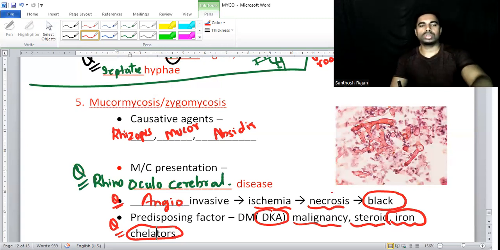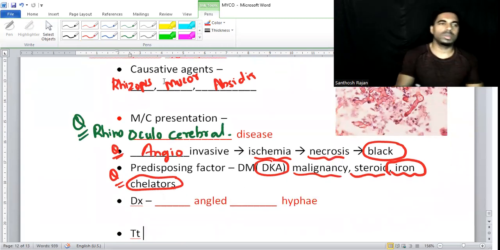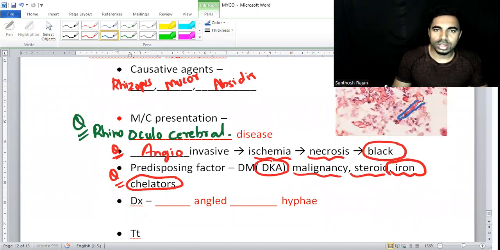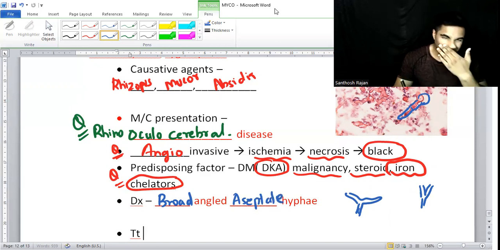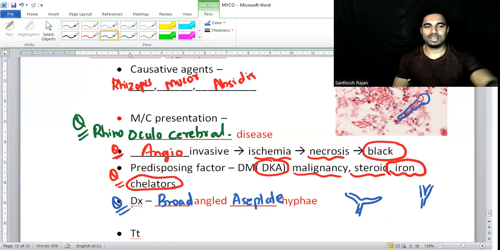So now, how does it look? How will you see the diagnosis? You see this picture here. You see the picture? See, they are broad and aseptate. They are broad angled. It's not acute. You see here, they are like this, broad angle, like this, not acute. Acute should be like this. Here they are broad, sometimes, and broad angle and aseptate. Broad angle and aseptate hyphae. That's important. Okay, broad angle and aseptate hyphae.